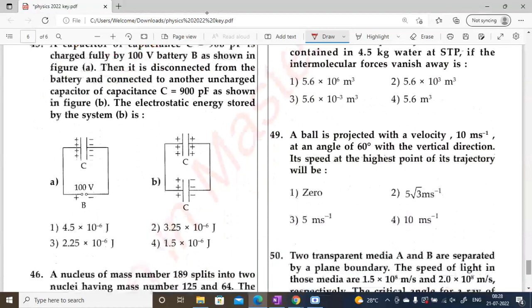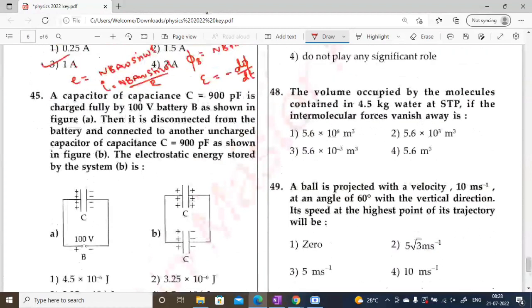And next, a capacitor of 900 picofarad is fully charged with a 100 volt battery. This sort of question has appeared previously in exams, like charging a capacitor using another capacitor. We call this the common potential condition. You would have studied this. The common potential is generally used when you connect two capacitors.